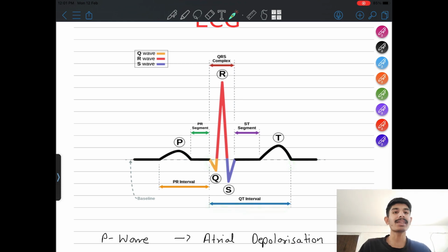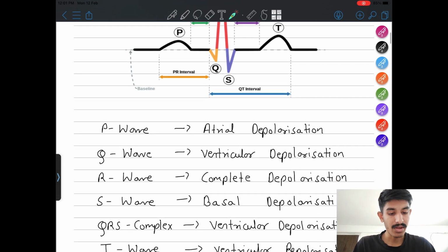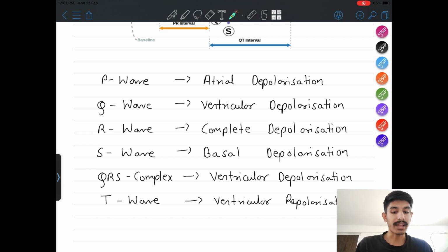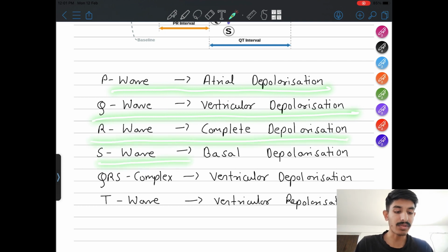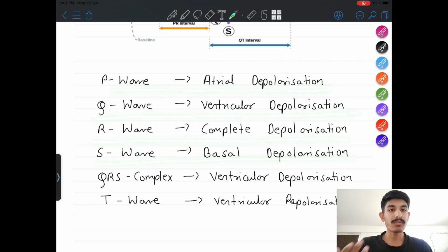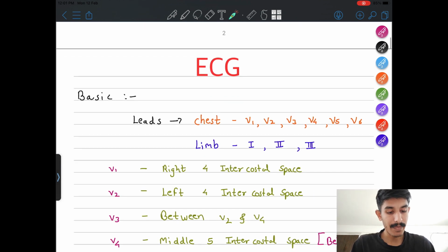Just remember this diagram, which section is called what, so it will be easier for you to understand further. P wave is atrial depolarization, Q wave is ventricular, then R wave is complete depolarization, S wave is basal depolarization. If you can remember this, well and good. If you don't, then just go with my flow.